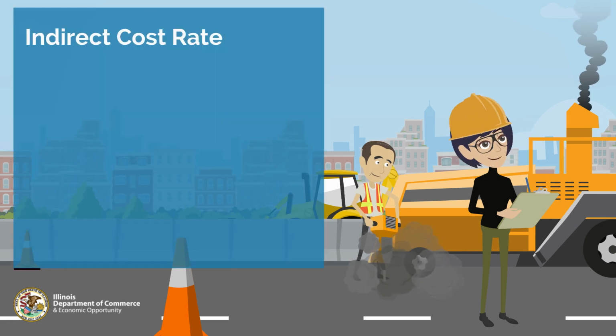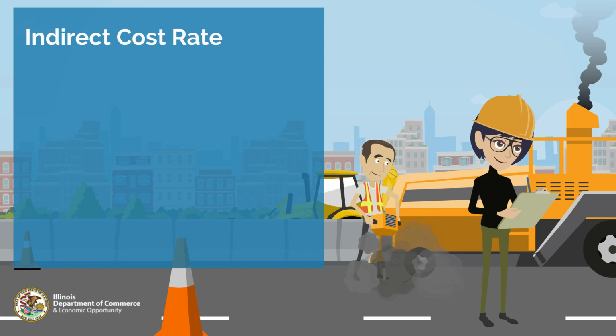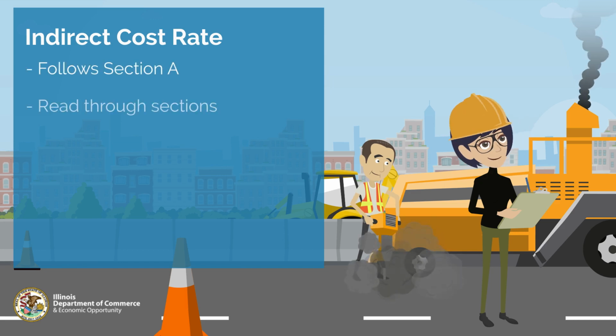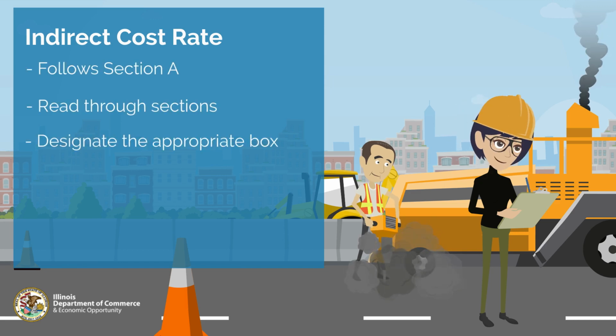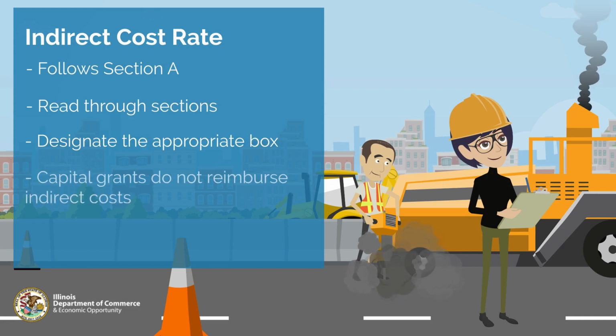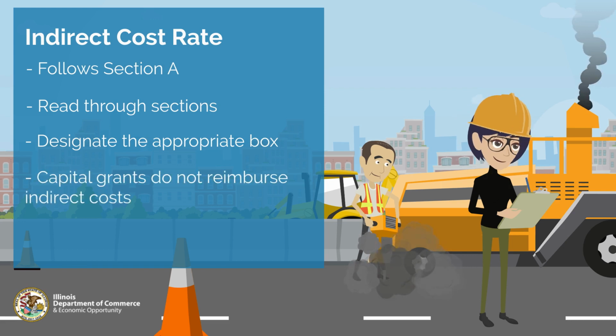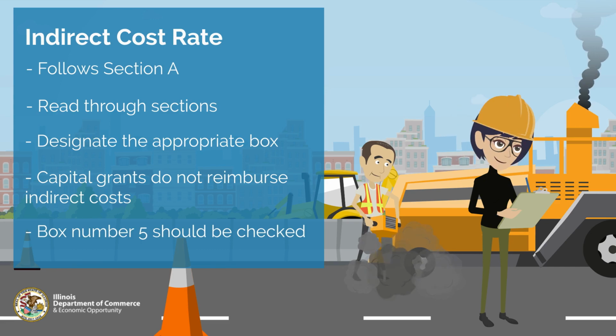The Indirect Cost Rate Information tab follows Section A. Please read through the selections and designate the appropriate box. Please note, for capital grants, no indirect costs can be reimbursed, thus box number 5 should be marked.